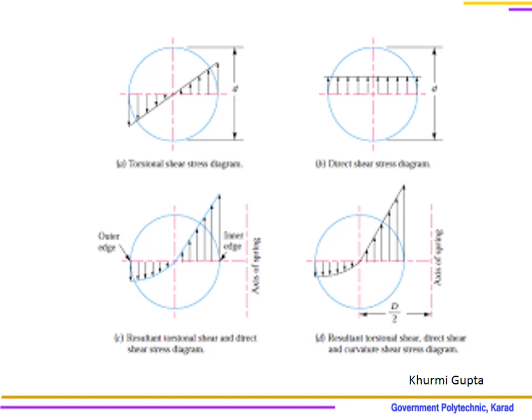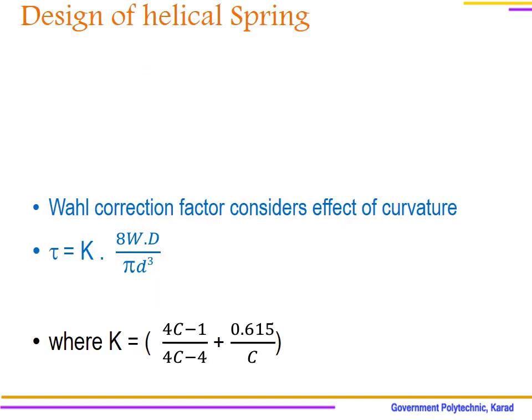So when we consider this particular effect, there will be a distribution as seen in the fourth diagram. The first diagram shows the distribution of torsional shear stress. The second diagram shows the distribution of direct shear stress, and combined direct and torsional shear stress is shown in the third diagram, whereas the fourth diagram shows direct shear, torsional shear and the effect of curvature also. So these diagrams are taken from Khurmi-Gupta itself. We will now be designing the helical spring by considering the effect of curvature.